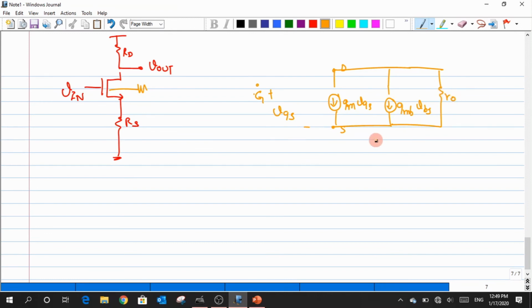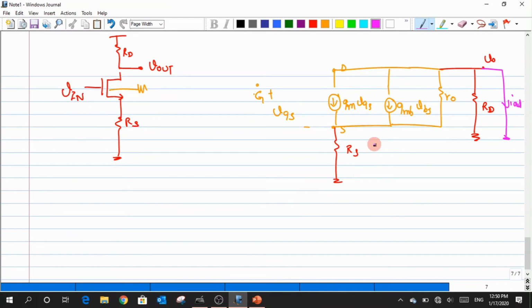So this entire thing that I've drawn is only the model of my MOSFET. Now I'm just going to add the component of resistors RS and RD here, and this is my V out. Now I just want to compute the I out.